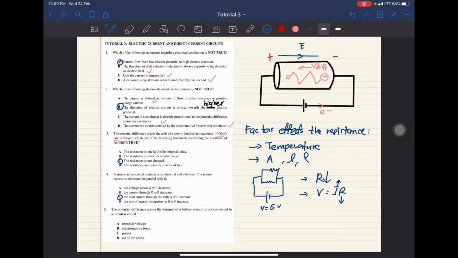Question number 5. The potential difference across the terminals of a battery when it is not connected to a circuit is called B, electromotive force. Okay, that one is for the objective questions.